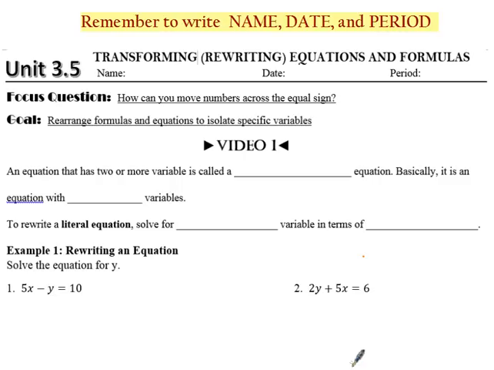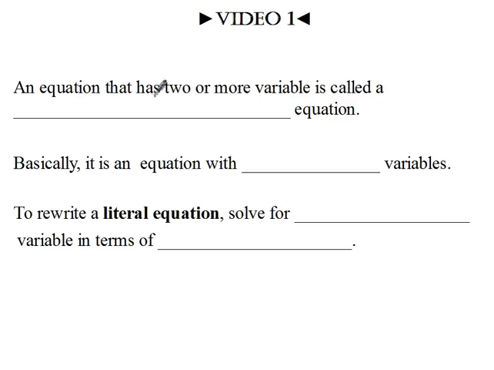So let's continue. I said that you are going to be dealing with equations that have more than one variable. And when you have more than one variable in an equation, you have this thing called a literal equation. So let's fill out this blank here from the first sentence. An equation that has two or more variables, I should have an S there, is called a literal equation.